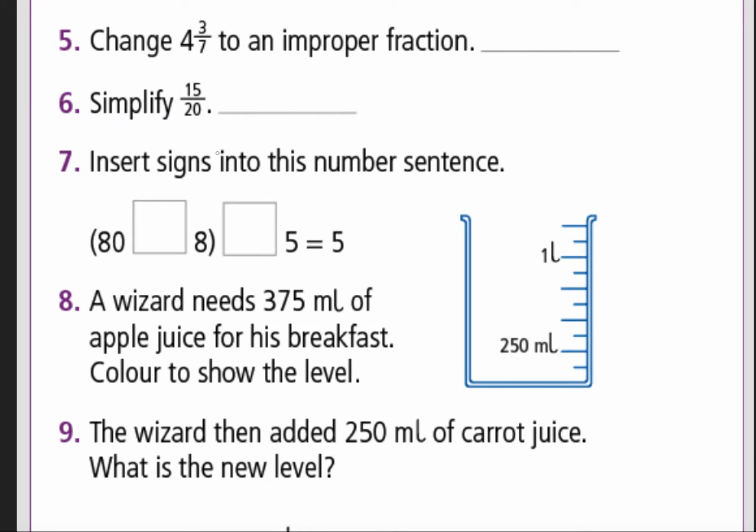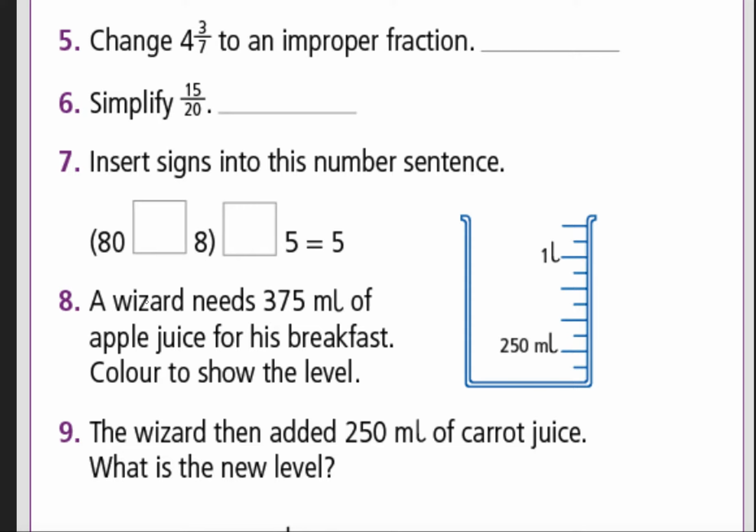In this one, we have to put in plus, minus, divide or multiply in here. And it has to work when you do the numbers in the brackets first. So if you decide to put plus in here and minus in here, it has to work where you add 80 plus 8 first and then subtract your 5 away. So you need to find which symbols, mathematical operations will work in these two boxes here.